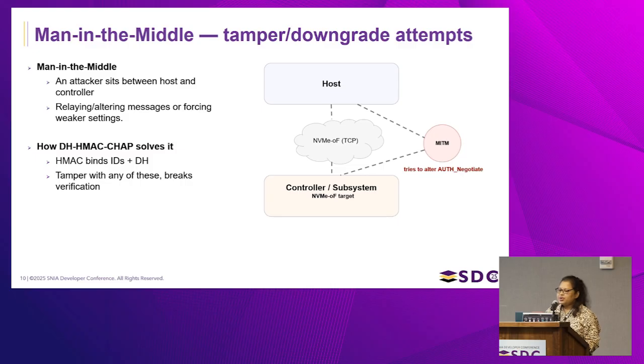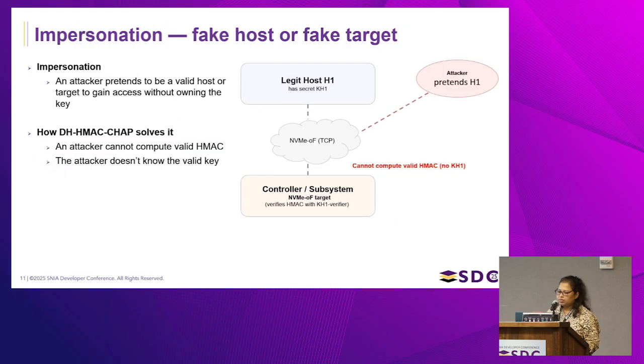Next is the impersonation. This is the one we will be actually discussing in this talk. So this is basically very simple. An attacker pretends to be a valid entity. It pretends to be either a valid host or a valid target to get access to the other entity without owning the key.